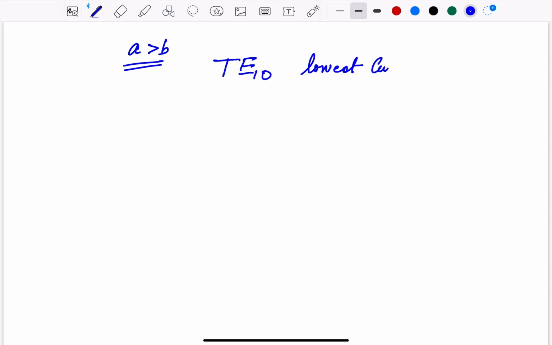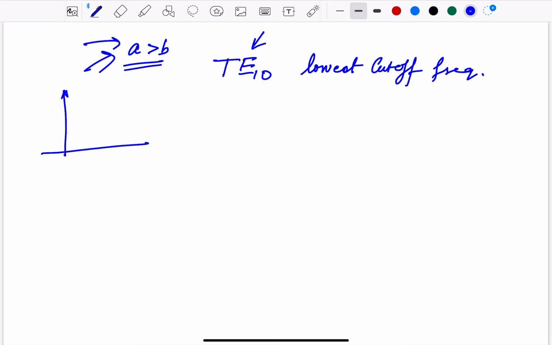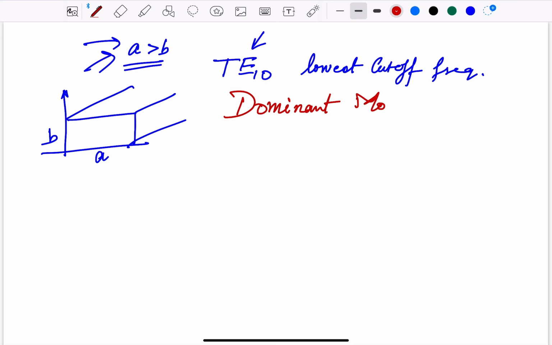Please remember these things when you are defining this dominant mode, TE10 mode. So this should satisfy A greater than B. I am saying here this is A and this is B, like this. Okay, and that is why we call it the dominant mode.